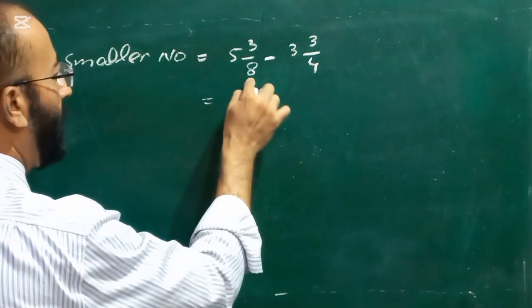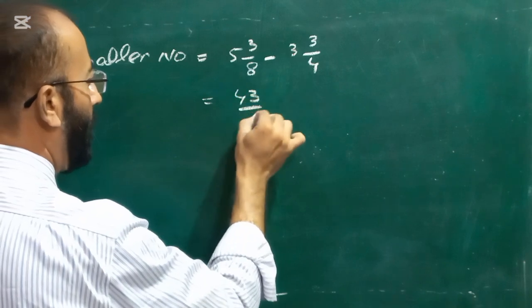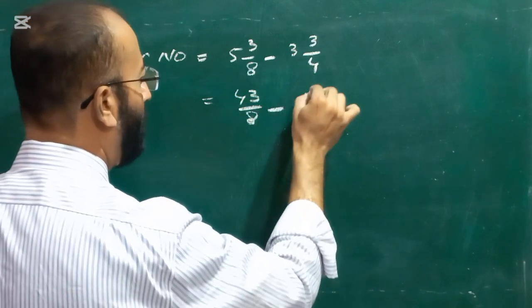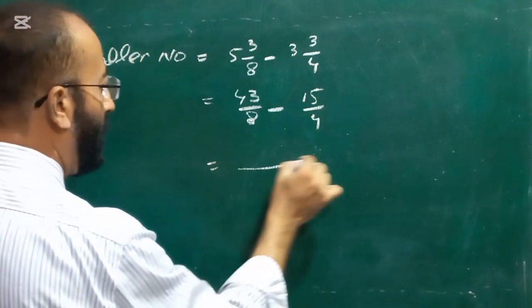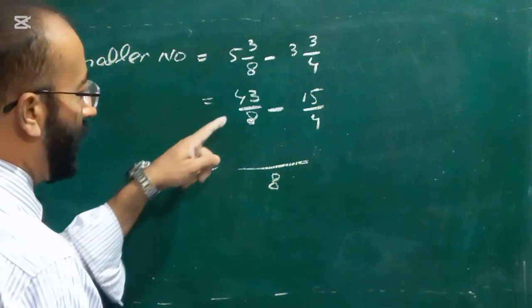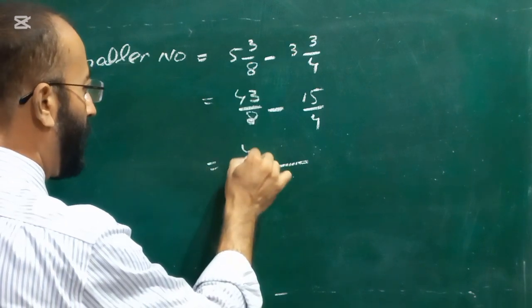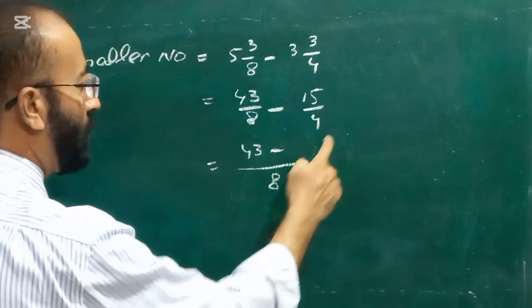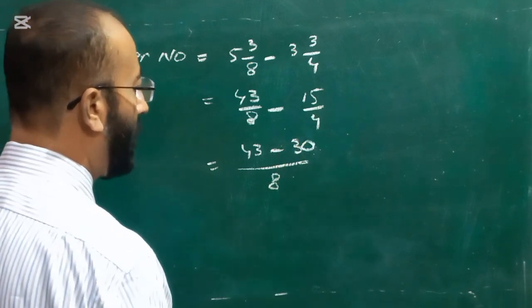Now multiply it. 8 5s are 40 plus 3, 43 by 8 minus 4 3s are 12 plus 3, 15 by 4. Now take the LCM of 8 and 4. LCM will be 8. Read the table of 8 up to 8. So 8 ones are 8. 1 will be multiplied with 43. So here will be 43, minus sign as it is. 4's table, 4 2s are 8. 2 will be multiplied with 15. So 2 15s are 30.